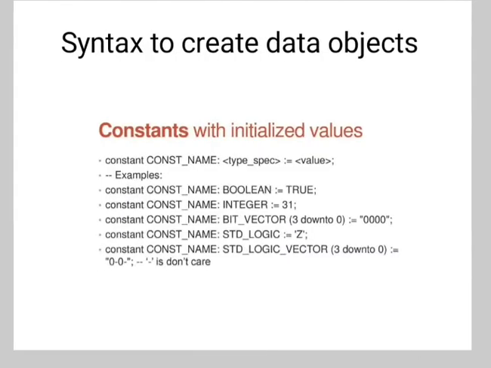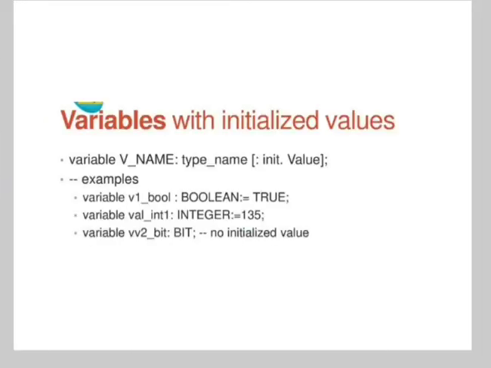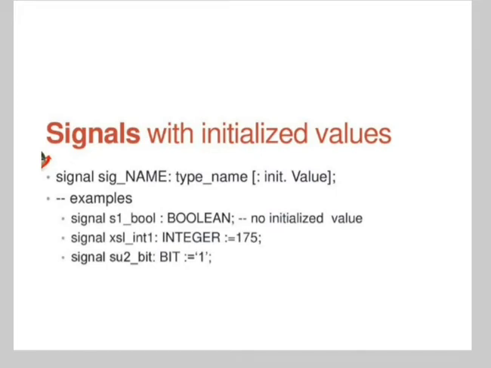Next is signals with initialized value. The syntax for the signal is given here, that is signal name, type name, initial value. An example is given, signal name. Here 3 types are considered, that is first boolean, second integer and third bit. If it is boolean, then we have to initialize its value. For integer, the value is initialized, and for bit the value is initialized.